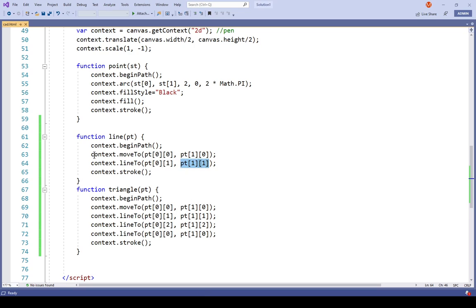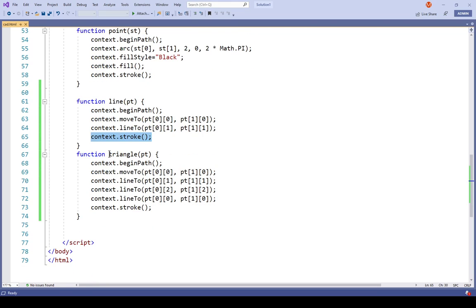So between these 2 points I get a line, and finally context dot stroke actually flushes into memory and draws the line. This is a simple 4-line command which draws the line. So we have created a function called line, and we are going to pass the 2 coordinates and it is going to draw the line.